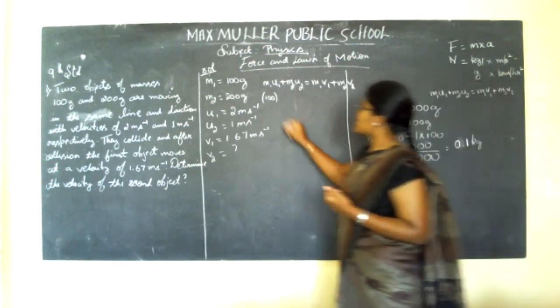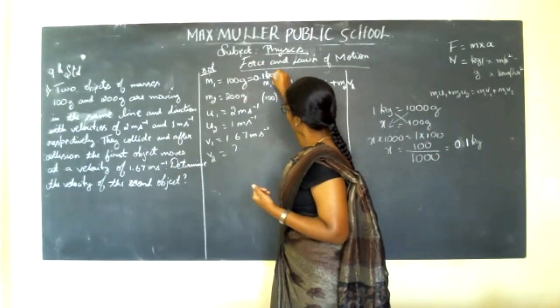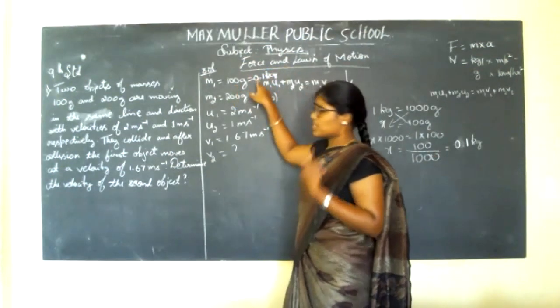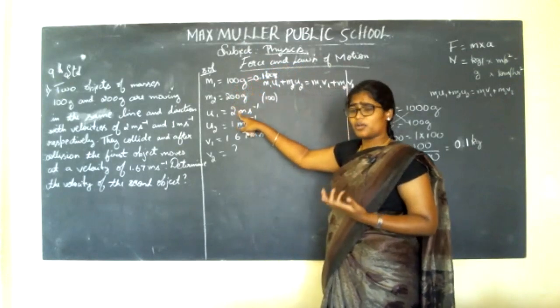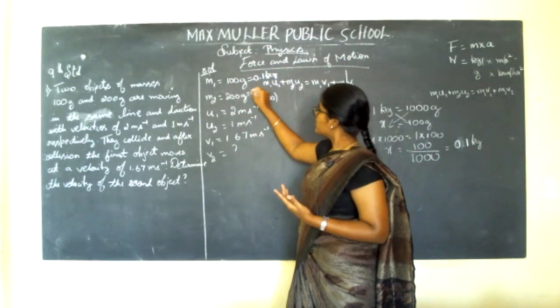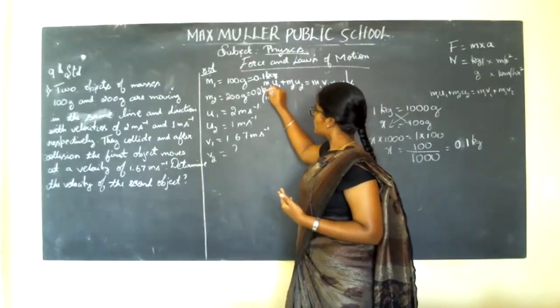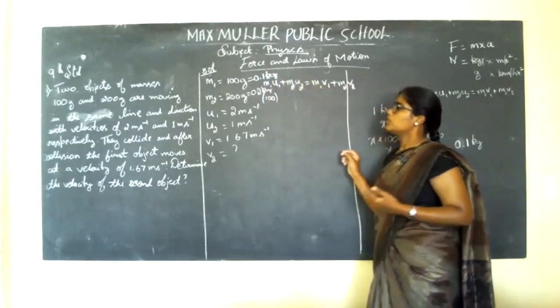How much kg is it? 0.1 kg. Now, for 100, it is 0.1. For 200, it is how much? 0.02? No, it is 0.2 kg. Very good. So, it is 0.2 kg.